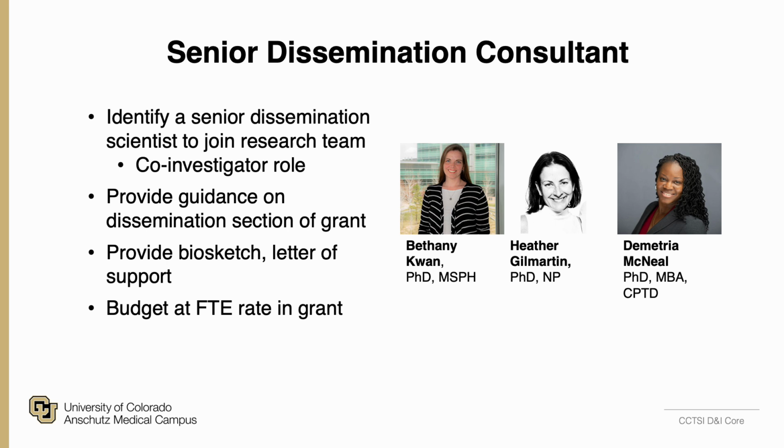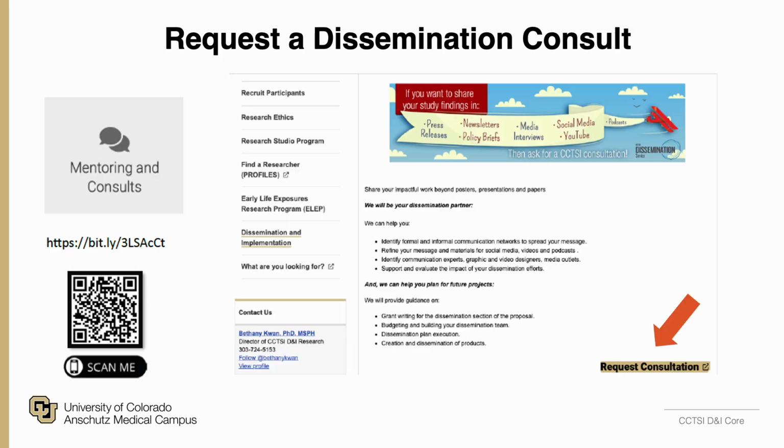And then the last thing we offer is if you are working on a very large project and you think, I need a senior dissemination consultant, you can have one of our team join your team as a co-investigator. We can provide guidance on dissemination work within how to write the grant section to how to actually do the work. And we'll provide all those things you need, biosketch, letter of support, and then aspects of the budget so that you can write those into the grant if you feel that there is a need.